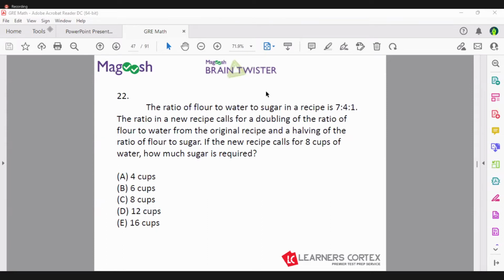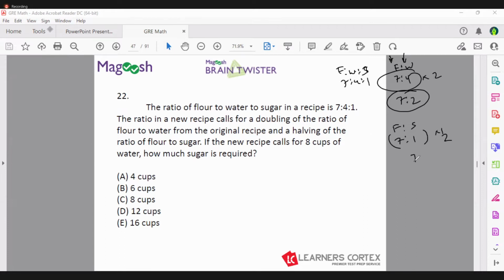Yeah, you want me to repeat it, Ashwin? 8 cups. I didn't follow there. Okay, so first of all, the initial ratio was 7:4:1. We doubled the ratio of 7:4, so multiplying it by 2 makes it 7:2. That is the new ratio. And for flour is to sugar, it is asking us to halve the ratio, which makes it 7:2. So this is flour is to water, and this is flour is to sugar.